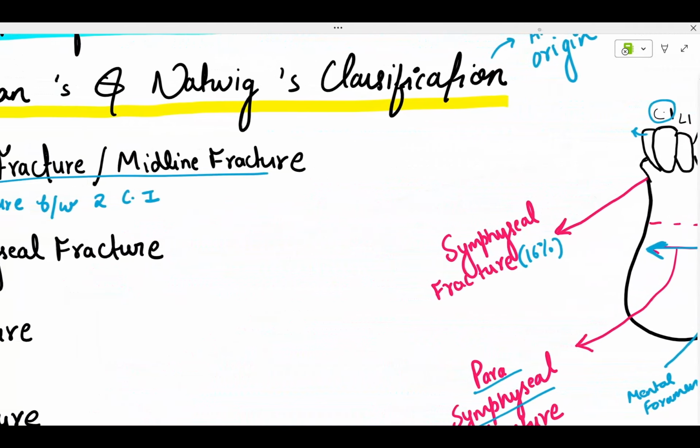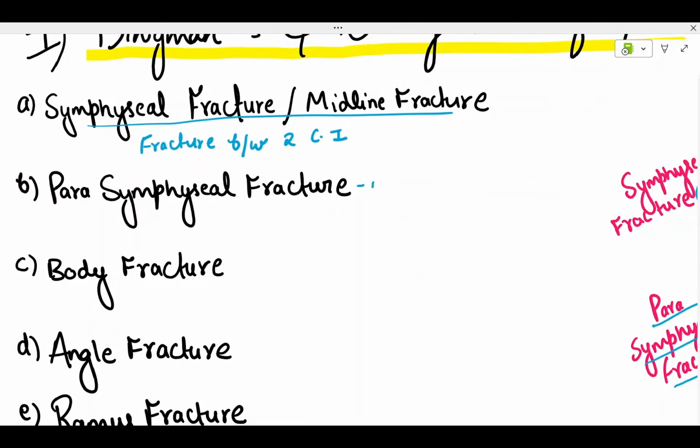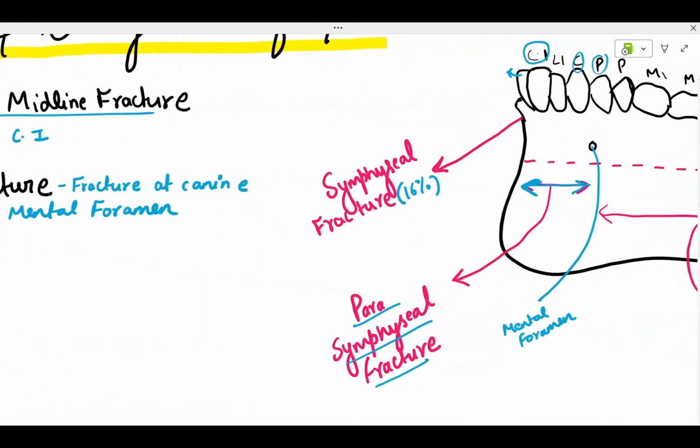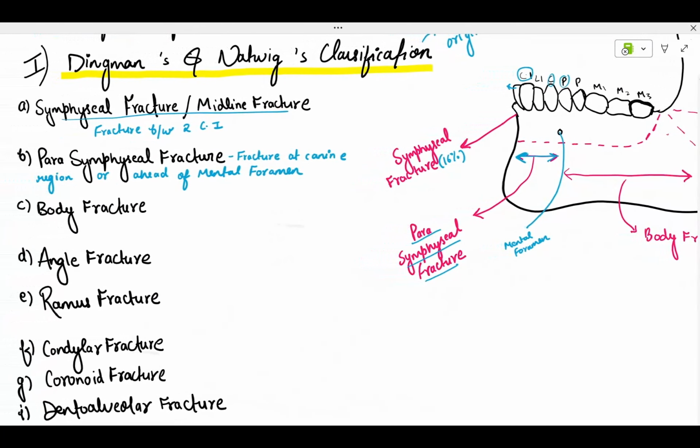Let me write down here what is a parasymphyseal fracture. These are the fractures at the canine region or ahead of the mental foramen. Either the canine region or the region ahead of the mental foramen, just after the symphysis, any fracture in that region comes under parasymphyseal fracture.